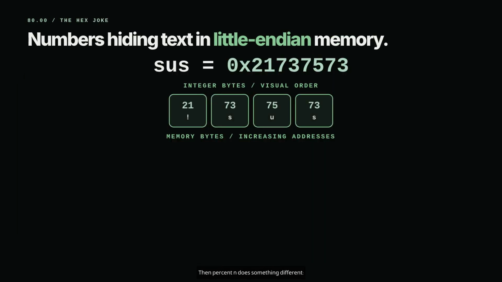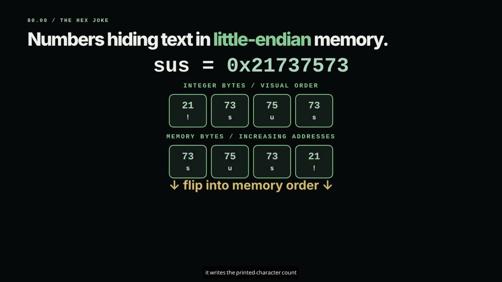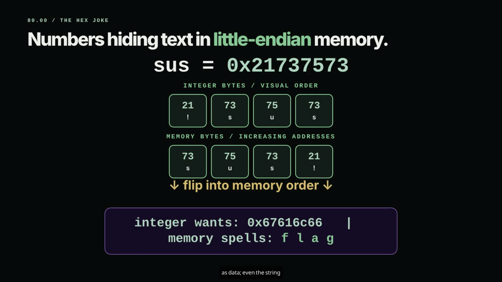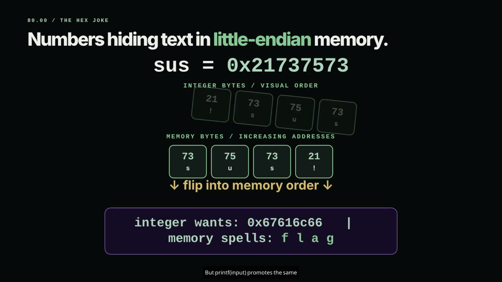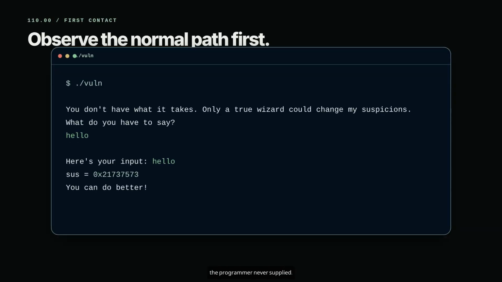Then %n does something different. It writes the printed character count through a pointer. The first argument is special. printf("%s", input) keeps input as data. Even the string %x is printed literally. But printf(input) promotes the same user bytes into the recipe. The wrong person is now writing the recipe. The interpreter starts asking for arguments the programmer never supplied.